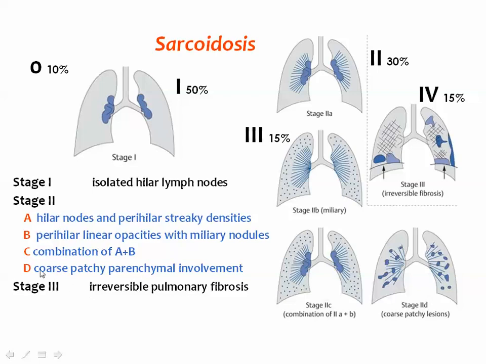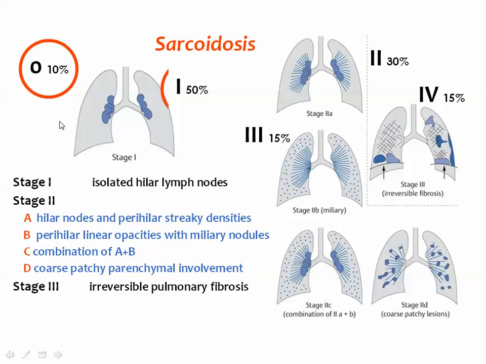The final stage in sarcoid is irreversible pulmonary fibrosis, and I have mentioned this in the first part of this lecture. Then the second way is to consider a patient known to have sarcoidosis with no lung disease or no thoracic involvement, and this is stage 0, which is seen in about 10% of the cases.